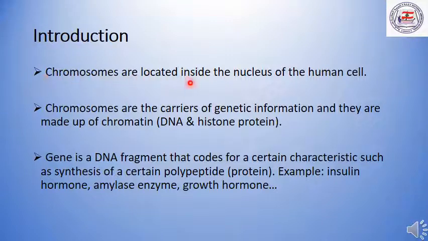Chromosomes are located inside the nucleus of the human cell. Chromosomes are also the carriers of genetic information, and they are made up of chromatin, which is built from DNA and histone proteins, a certain type of protein. A gene is a DNA fragment that codes for a certain characteristic, for example, the synthesis of a certain polypeptide or protein, for example, insulin hormone, amylase enzyme, growth hormone, etc.